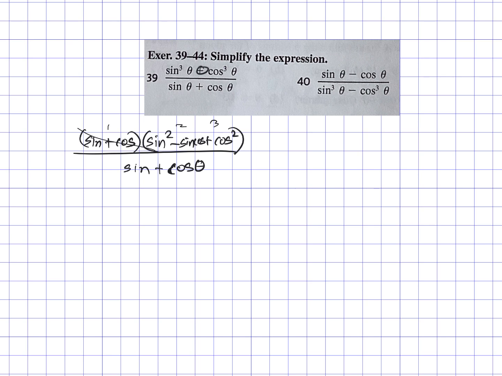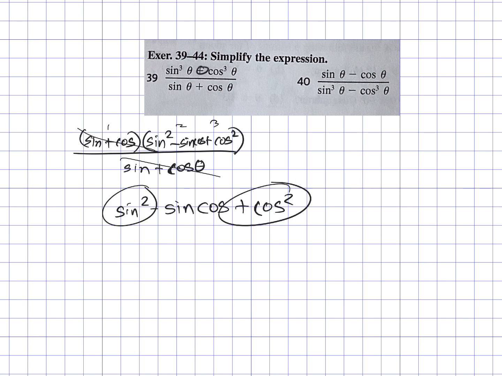The sine plus cosine reduces with the sine plus cosine. And we have sine squared minus sine cosine plus cosine squared. Well, what is sine squared plus cosine squared? That's 1. So this is 1 minus the sine cosine. So all you've done is simplify the expression, and that is your answer.